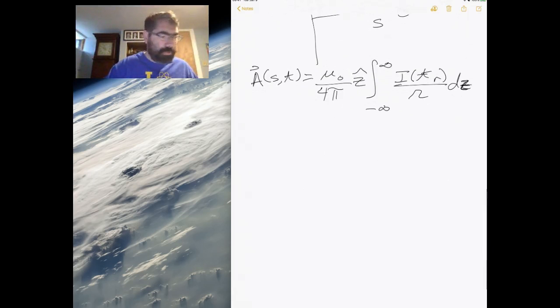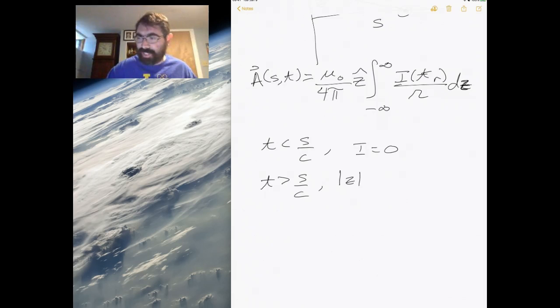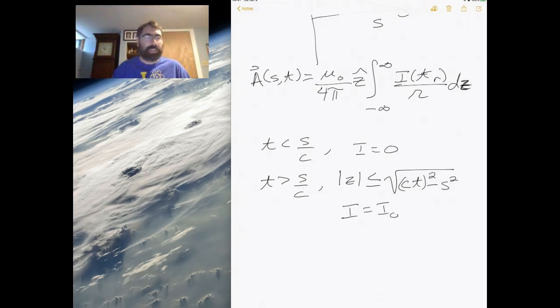Okay, so at time less than s divided by c, the current is 0. At time greater than s divided by c, what I have is a position z which is less than or equal to the square root of c t squared minus s squared. It's basically the hypotenuse of that triangle. And the current is I naught. Okay, so let's put that into our equation.